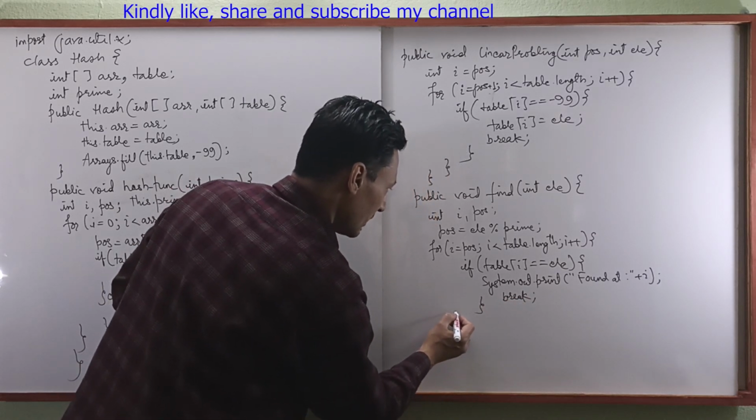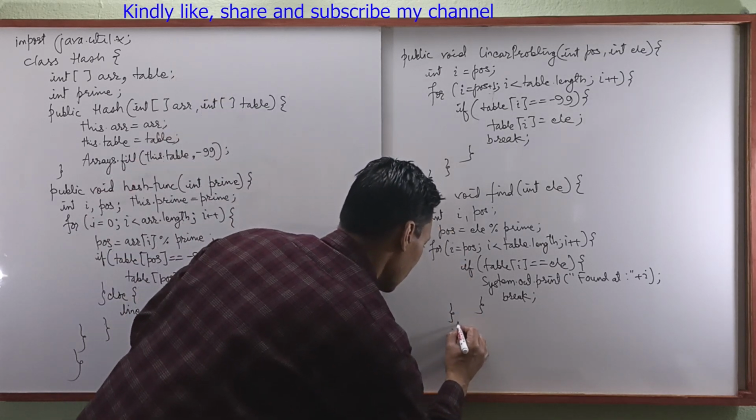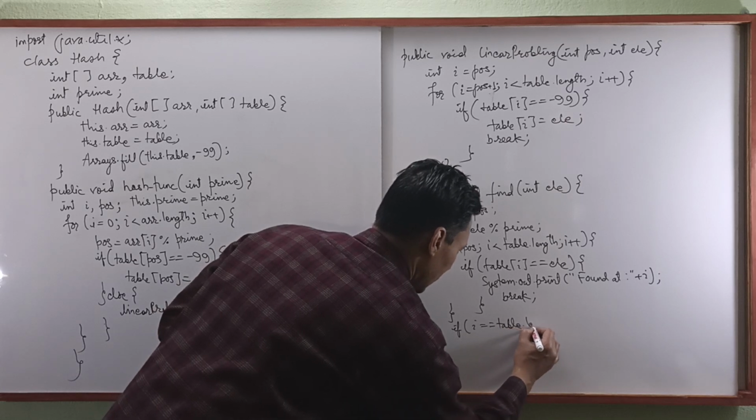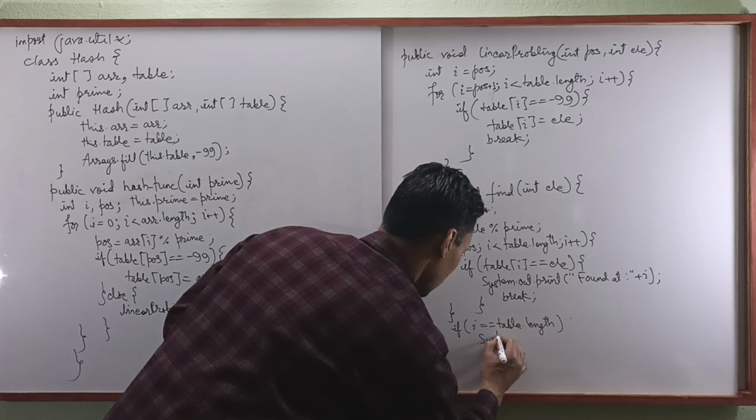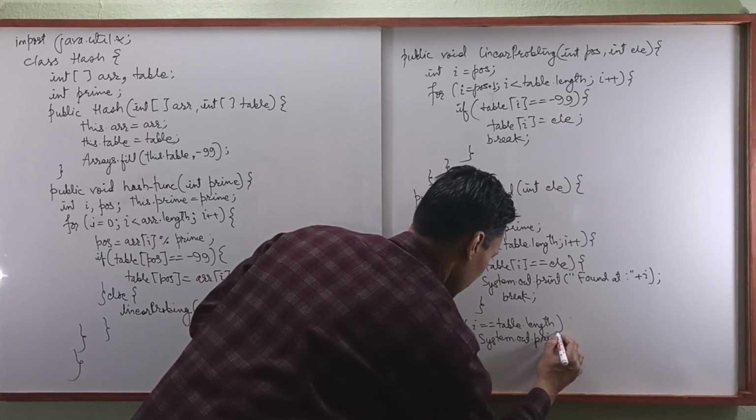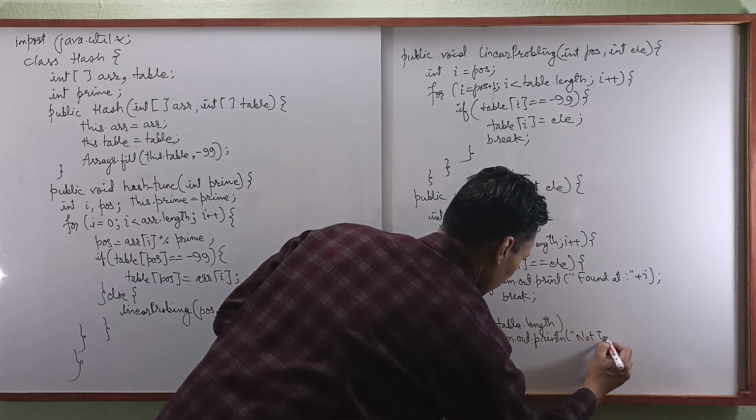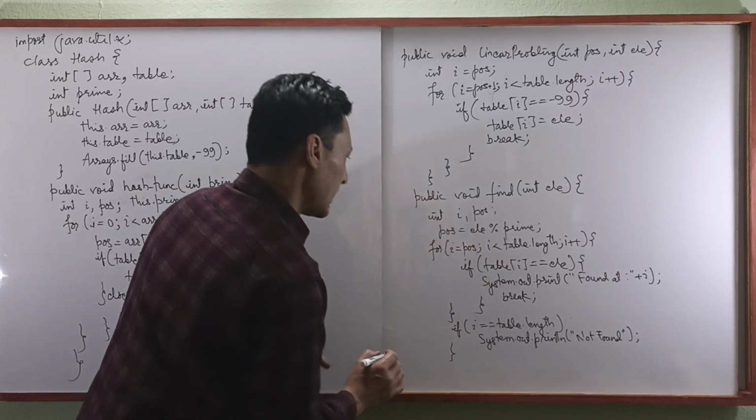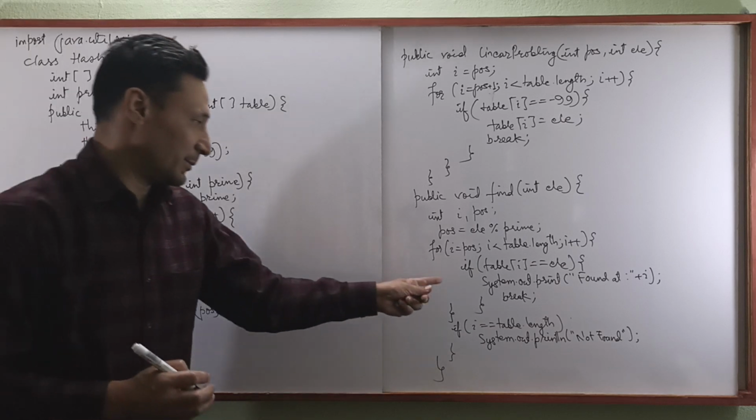Then, if i is equal to table dot length, then System dot out dot println not found. Simple. Close this. This is the closing of the class. So in this way we can write the find method also.